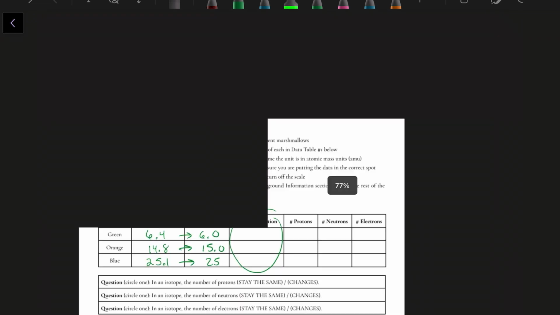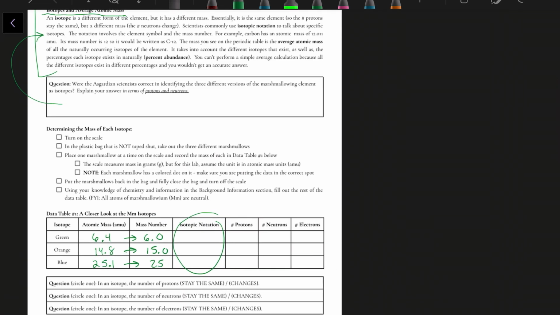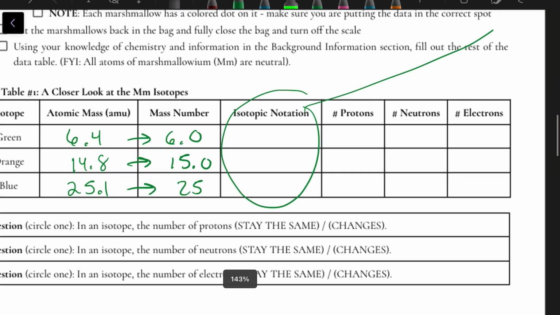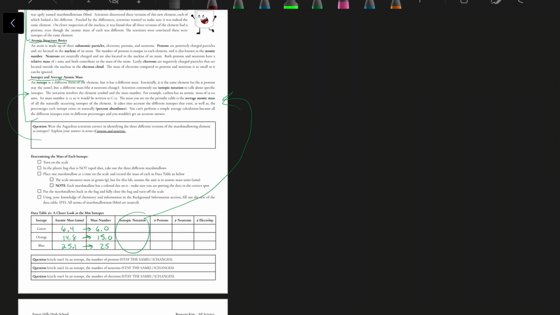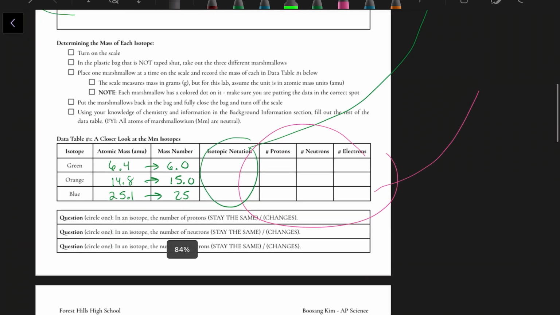This column, if you're not quite sure what to do, check out again that paragraph. Calculate the numbers of protons, neutrons, and electrons. If you're not sure about that, check the atomic structure basics section.